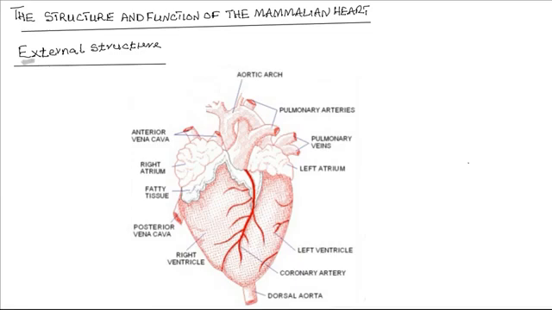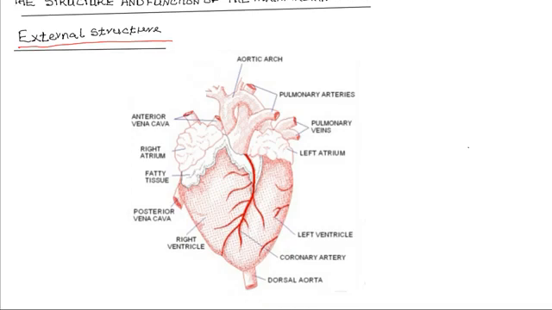In this diagram here, we can see the external features of the mammalian heart. The heart is enclosed in a translucent membrane, though it's not visible in this diagram, known as the pericardium. It encloses the heart.